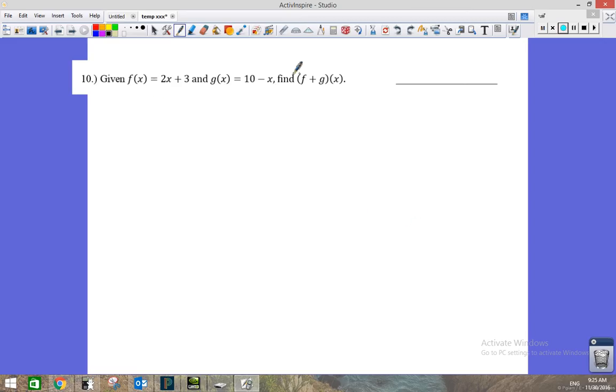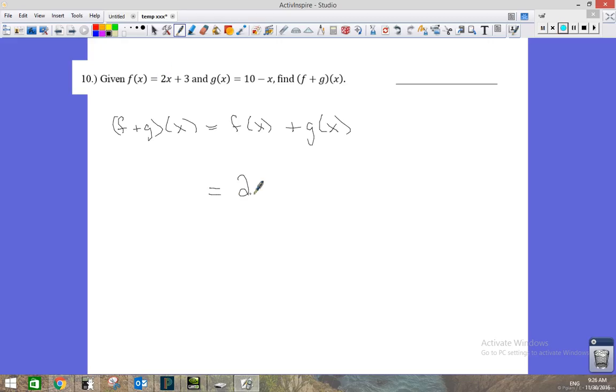Now it's asking us to come up with the expression. So we're going to take f of x and add to it g of x, and that's this new function. They could have called it h, but it was kind of nice that they gave it a name, f plus g, because it told us how to create the equation. It told us how to create this new function.